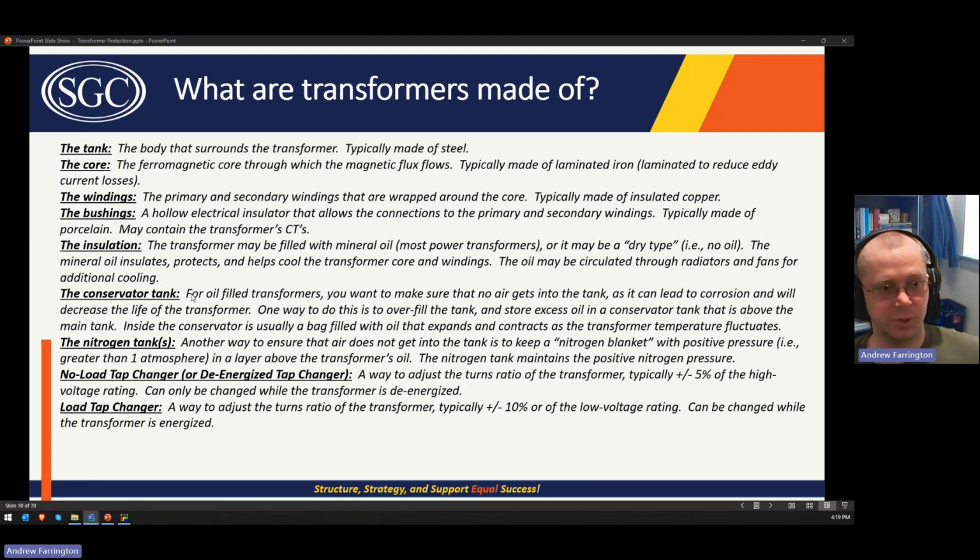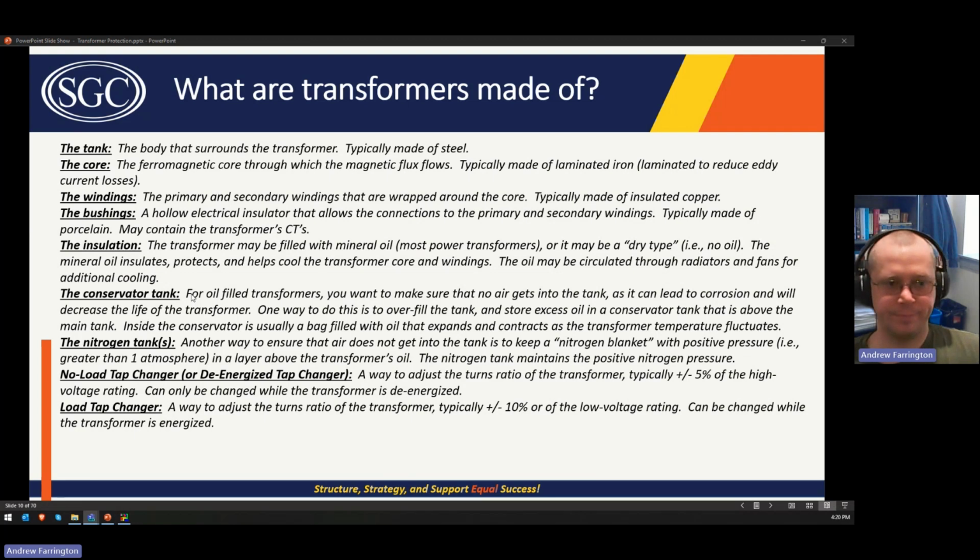It also prevents corrosion, because the air has the tendency to corrode iron, cause rust or whatever, and may have other contaminants in it. And it also gives the transformer some thermal inertia, right?